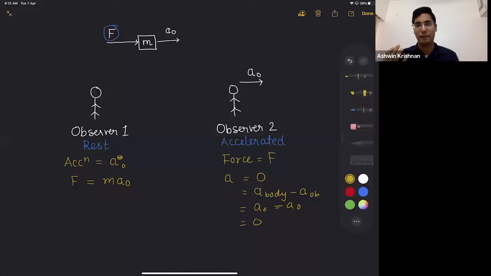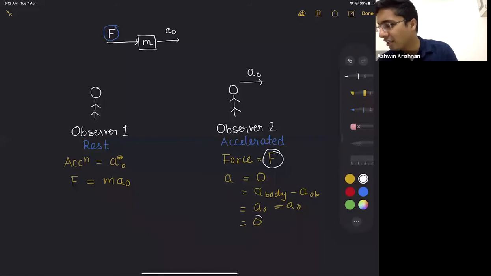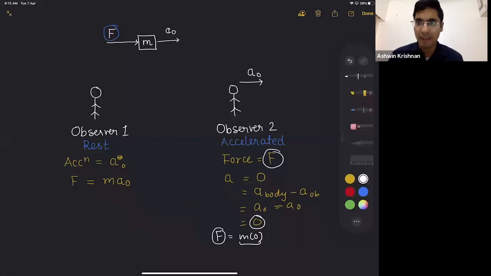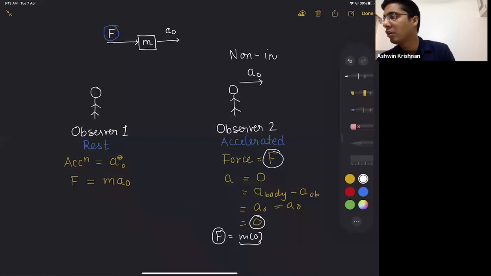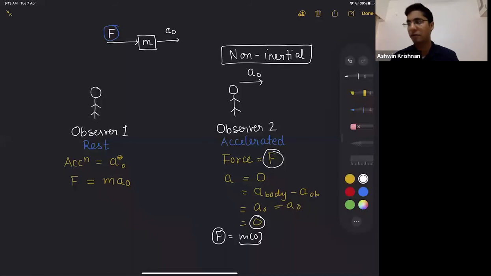That's the point of frame of reference. Frame of reference is from the perspective of one person, what does that body look like? So according to this person, there is a force F, but there is no acceleration. So that basically means Newton's second law of motion is not true according to this observer, because LHS is F, but acceleration is 0. So that is the reason why we say that this frame of reference is a non-inertial frame of reference. So Sudhanva, I hope you answered your doubt.